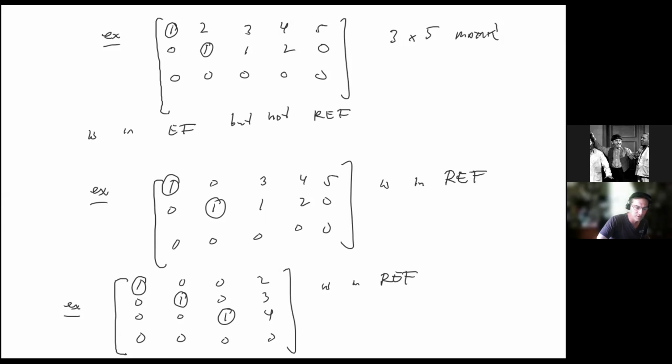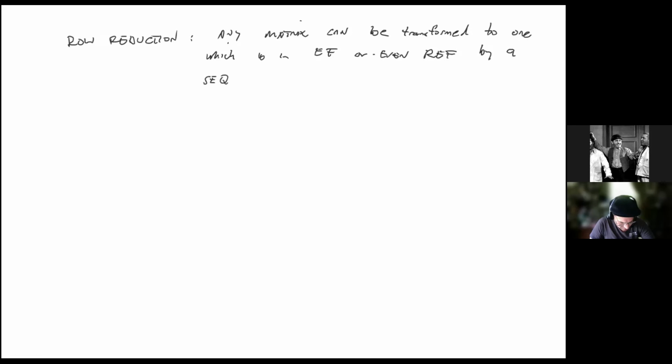So here's the row reduction fact. Any matrix can be transformed to one which is in echelon form or even better, reduced echelon form, by a finite sequence, you only have to do it finitely many times, of elementary row operations.